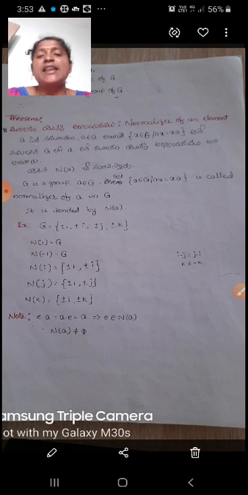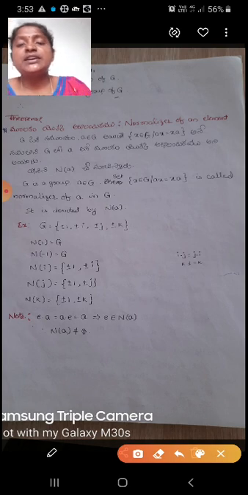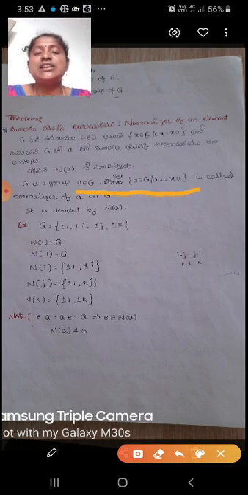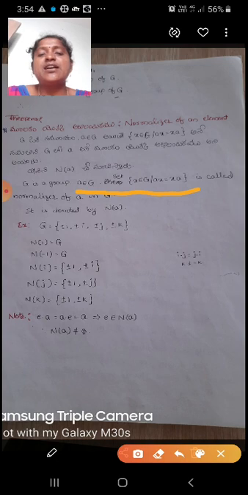Normalizer of an element. G is a group, A belongs to G. The set of X belonging to G such that AX equals XA is called the normalizer of A in G. It is denoted by N(A).